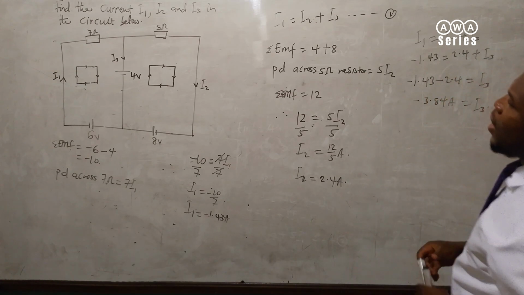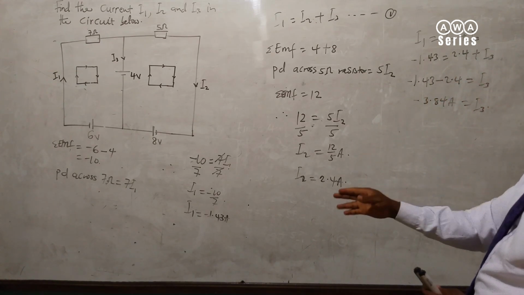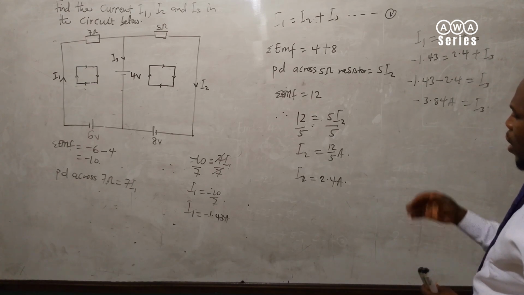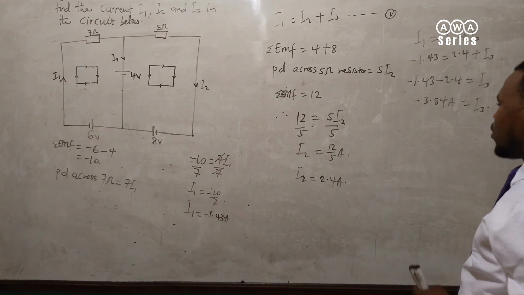So we've succeeded in calculating the currents given the question. Very simple. So I1 is negative 1.43, I2 is 2.4, and I3 is negative 3.84.